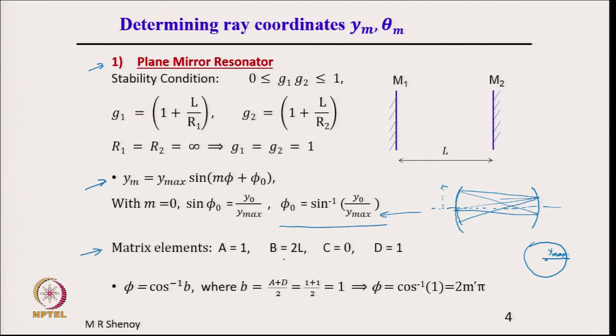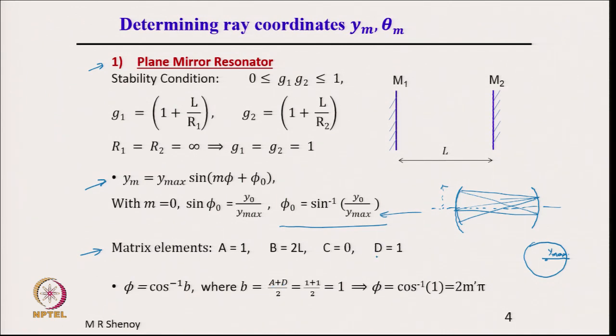So, here A is equal to 1, B is equal to 2L, C is equal to 0 and D is equal to 1. So, why do we need this? Because we need to find out phi in this expression, and phi is given by cos inverse of B, where B is equal to (A plus D) by 2.